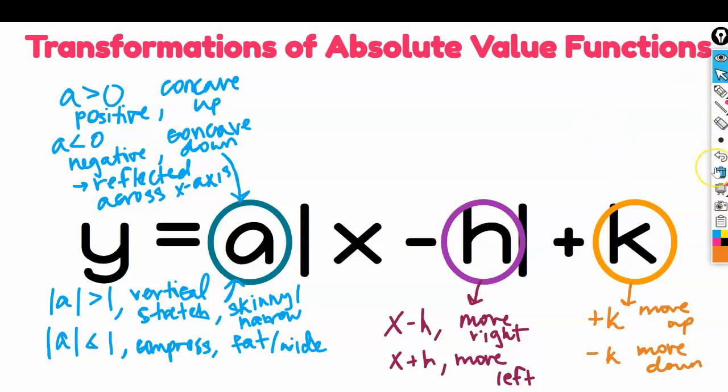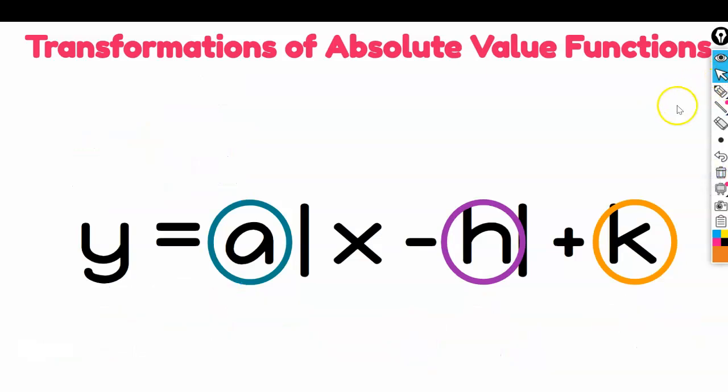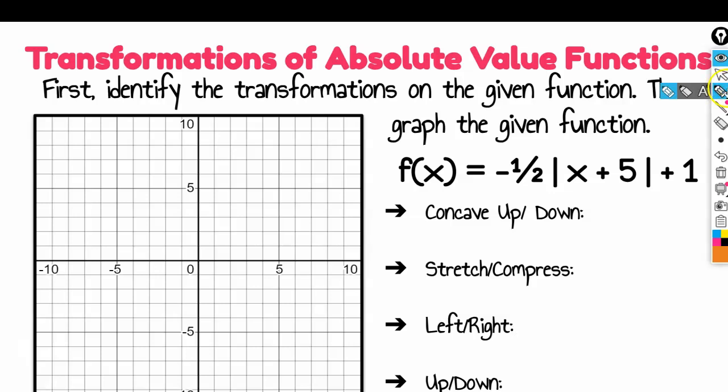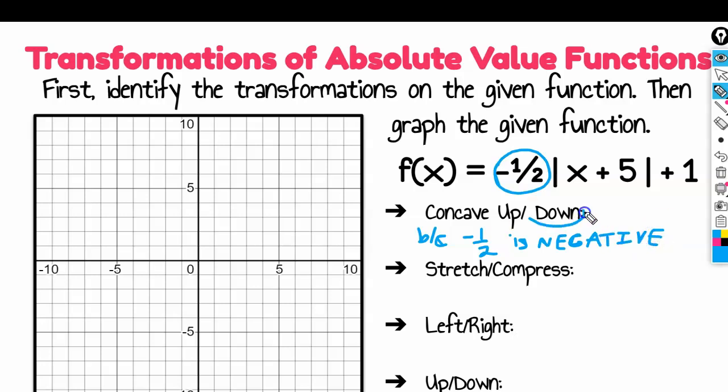All right, so let's look at an example where we look at A, H, and K. So here, starting out by looking at A, that's my number in front, I notice that this is a negative number. So because -1/2 is negative, I find that this is going to be concave down or reflected across the x-axis.